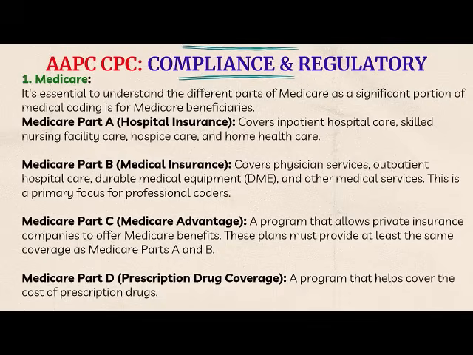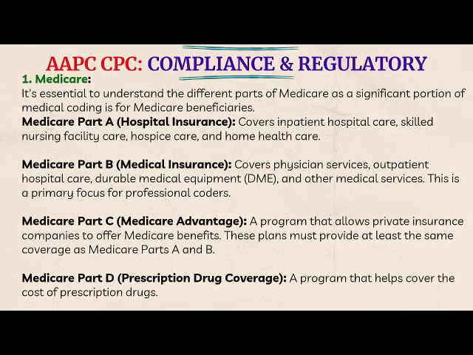So Medicare is divided into 4 categories. It is essential to understand the different parts of Medicare, as a significant portion of medical coding is for Medicare beneficiaries. Medicare Part A, that is also called hospital insurance, covers inpatient hospital care, skilled nursing facility care, hospice care, and home health care. Medicare Part B, that is also called medical insurance, covers the physician services, outpatient hospital care, durable medical equipment, and other medical services. This is a primary focus for professional coders.